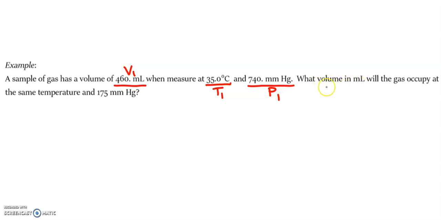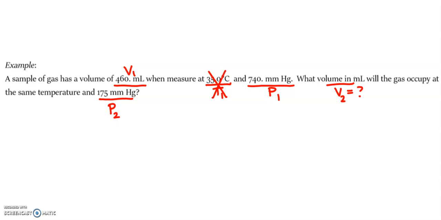It says what volume in milliliters? So here's my question mark. Okay, and so this is my new volume. Same temp. So do I care about the temp? Nope, doesn't change. Ignore constants. Pressure is now this. So P2 is this. So I check, are my pressure temperatures, units the same? Yes, they are. Do I have to convert the temperature to Kelvin? No, because the temperature is not a factor. Volumes in milliliters. I want it in milliliters. I don't have to change that. I only have to change temperature.